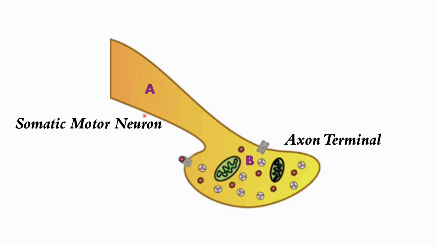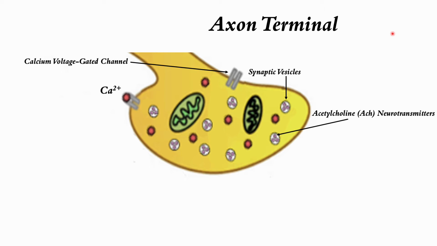This structure here, labeled as A, is the somatic motor neuron. The part of the structure labeled as B is the axon terminal of the somatic motor neuron. This is the part of the motor neuron that releases the neurotransmitters in order to relay signals across the synaptic cleft. At the axon terminal, there are many synaptic vesicles filled with neurotransmitters called acetylcholine. Here they are shown as white circles with purple dots in them. The purple dots are the acetylcholine neurotransmitters, and the white circles are the vesicles that hold these neurotransmitters.